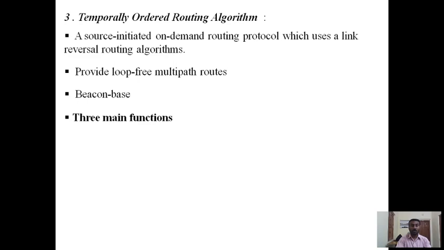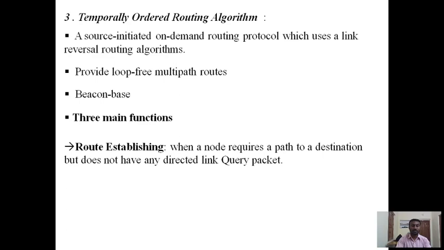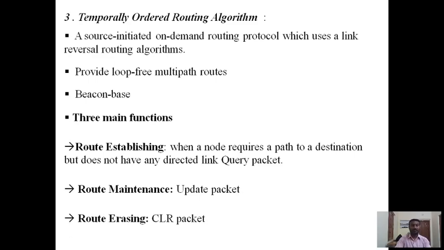The temporally ordered routing protocol has three main functions. First one, route establishing. First it establishes the route from source to destination when a node requires a path to a destination but does not have any directed link, using query packets. Second function, route maintenance, using update packets: after establishing, it maintains the route by using update packets. Third is route erasing, using clear packets. After the route is established and all the data is transferred, once the transmission between source and destination is completed, the route is erased with the help of CLR packets. If they send the CLR packet, the route is erased, meaning the route is terminated. These are the three main functions of the temporally ordered routing protocol.